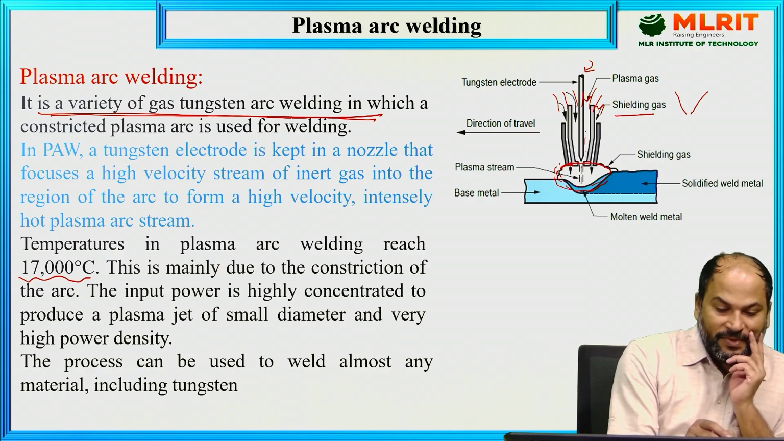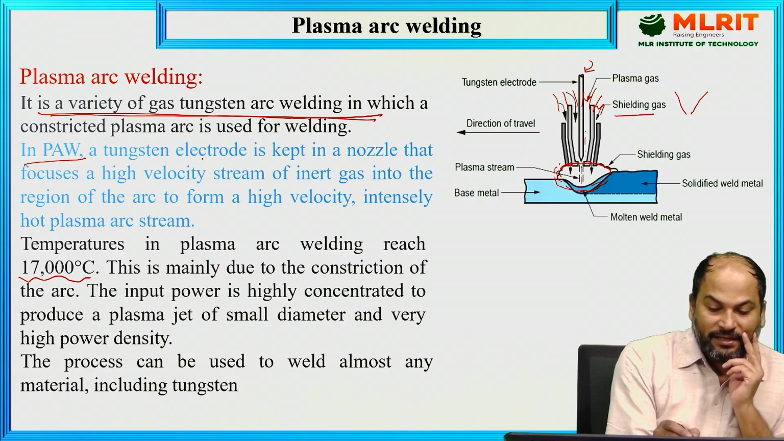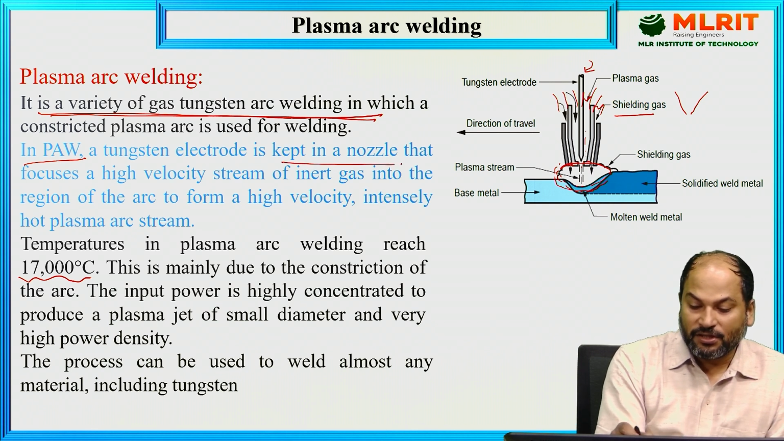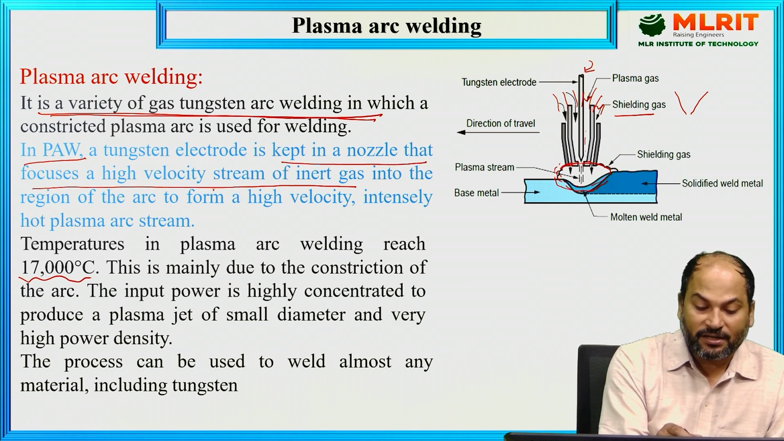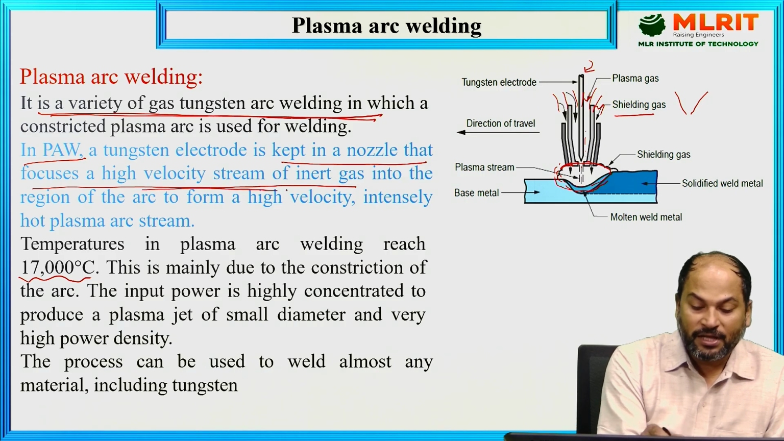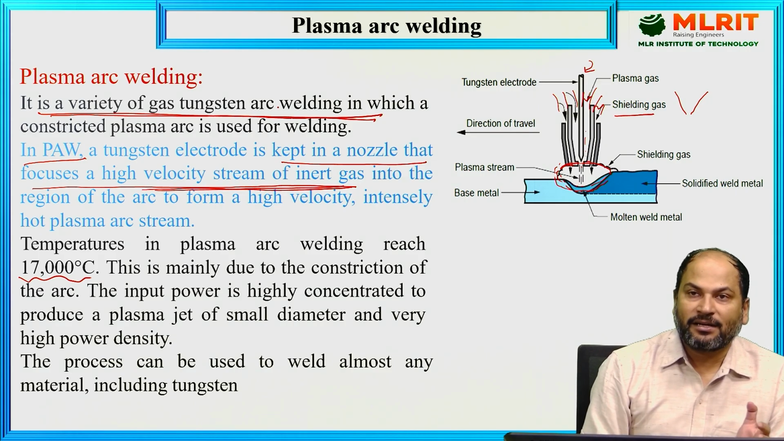So in plasma arc welding, the electrode is kept in a nozzle that focuses a high-velocity stream of inert gas. This is very, very important. Everything is the same, just like GTAW. We have created the arc, everything is the same.